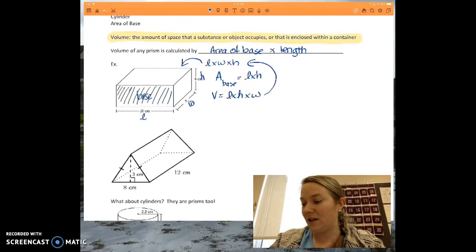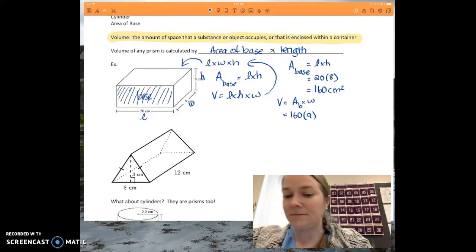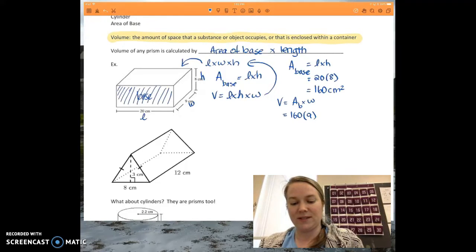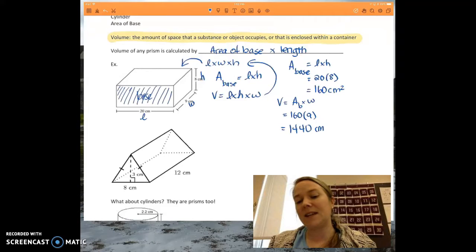So let's calculate this. So we're going to say the area of the base, in this case, was length times height, and the length was 20 centimeters, and the height was 8 centimeters. So that's going to be 160 centimeters squared. Then we're going to calculate the volume, which is the area of the base times, in this case, the width, which is going to be 160 centimeters times 9. 160 times 9 is 1,440 centimeters. But let's think about the units.